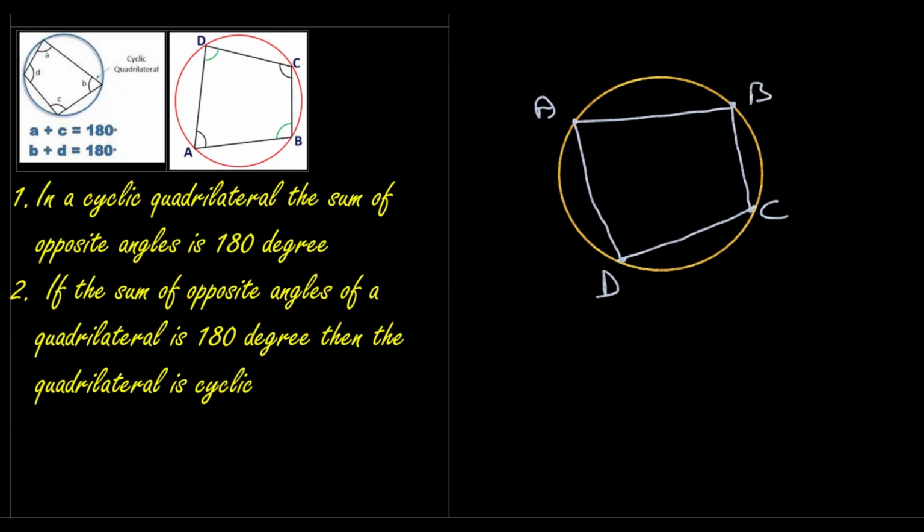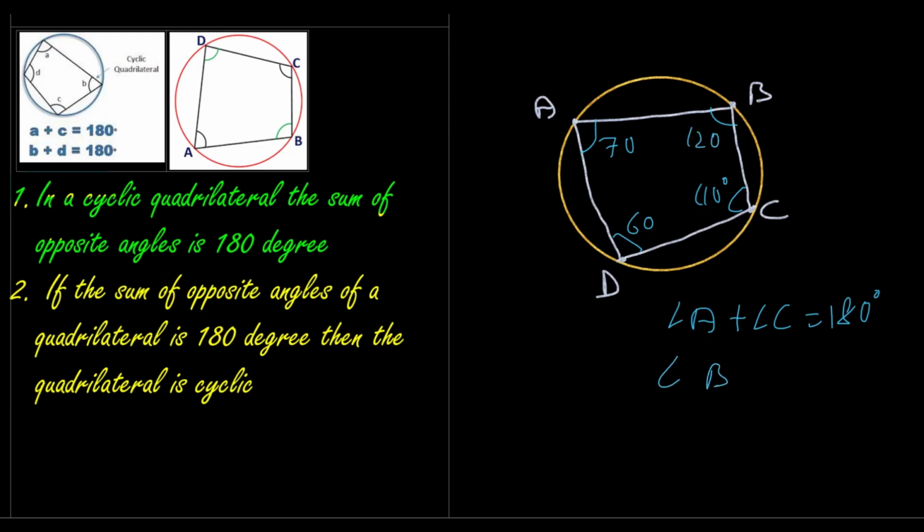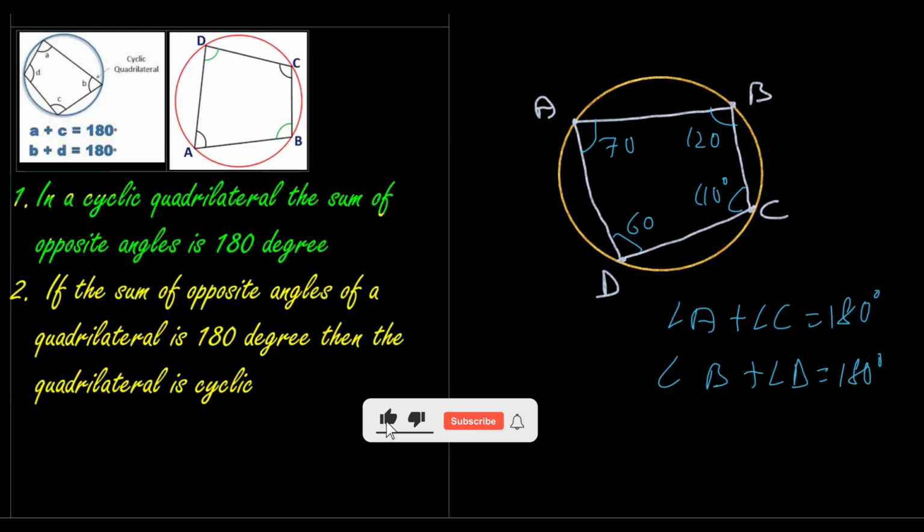Now, if you talk about its property, the property is that the sum of the opposite angles is equal to 180 degrees. So opposite angles are supplementary. Remember, they are not equal. They are supplementary. That means angle A plus angle C is equal to 180 degrees. It's easy to understand: if this is 70, it has to be 110. Or if this is 60, then the remaining is 120 degrees. Repeating, opposite angles are not equal, they are supplementary. Similarly, angle B plus angle D will be 180 degrees.